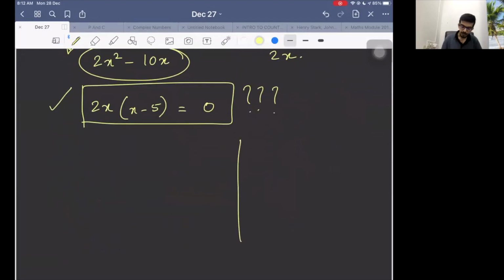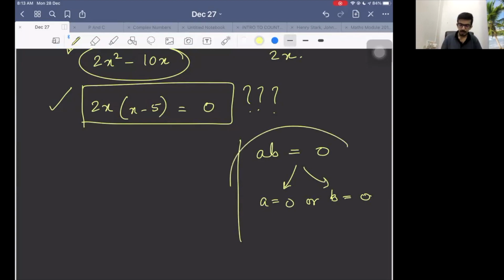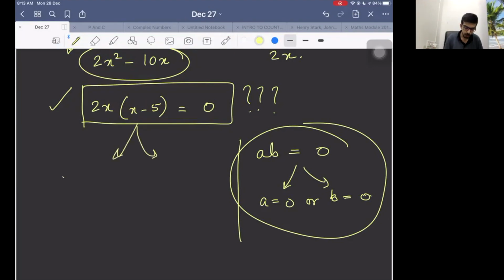Now, the idea is when the product of two numbers is equal to 0, it means that either of them is 0 or both could be 0. A equal to 0 or B equal to 0. You know this idea, right? The product of two numbers is 0, then at least one of them has to be 0. So in this case, we have either 2x is equal to 0 or x minus 5 equal to 0. So x is equal to 0 or x is equal to 5.